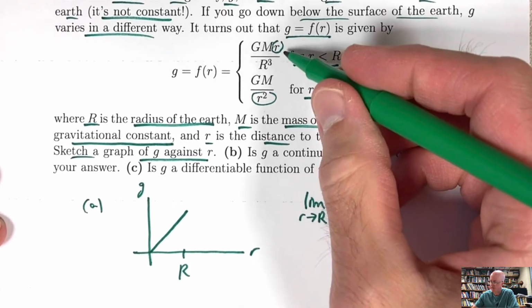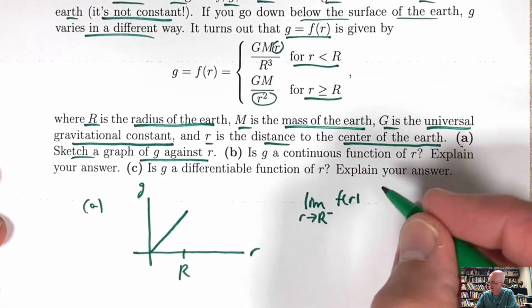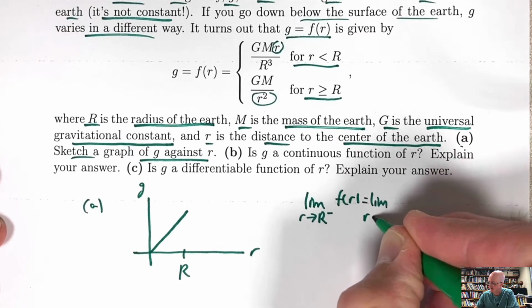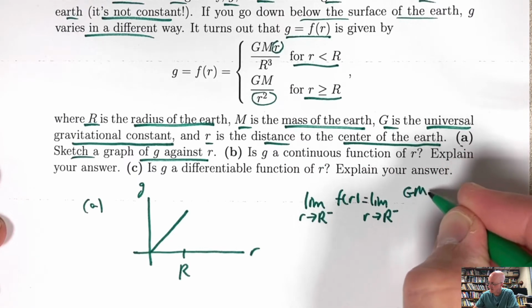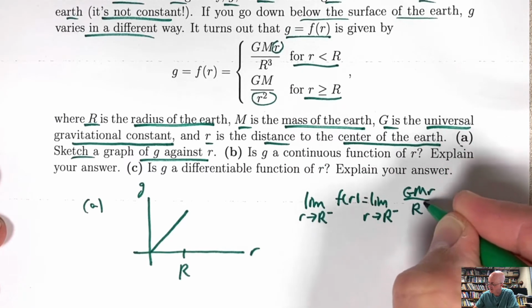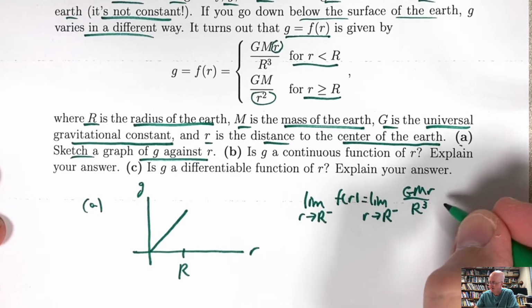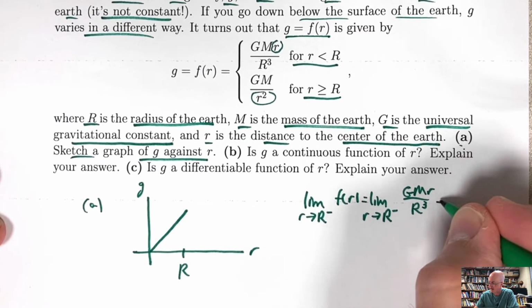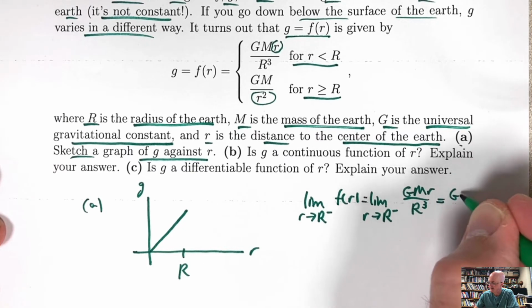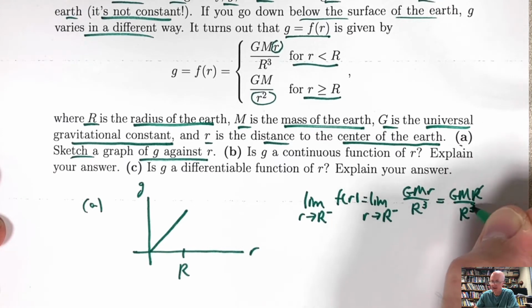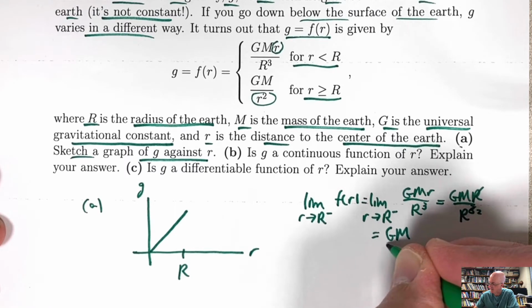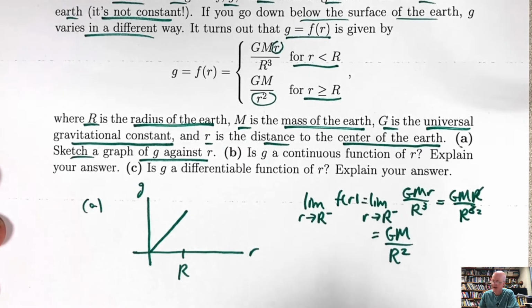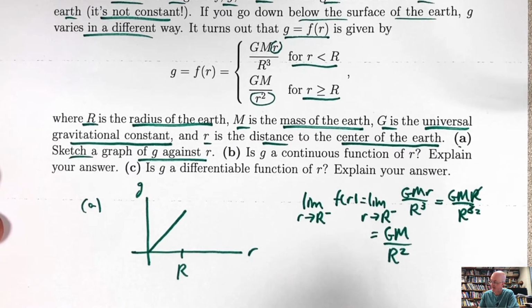You'd use the first formula because that's what's valid when little r is less than capital R. That'll be the limit as little r approaches capital R from the left of this first formula, capital G times capital M times little r over capital R cubed. And you could certainly evaluate that limit for this continuous expression by plugging in little r equals capital R to get capital G times capital M times capital R over capital R cubed. And then you could cancel that capital R with one of those. And this simplifies to capital G times capital M over capital R squared. And that'll be that left-hand limit.